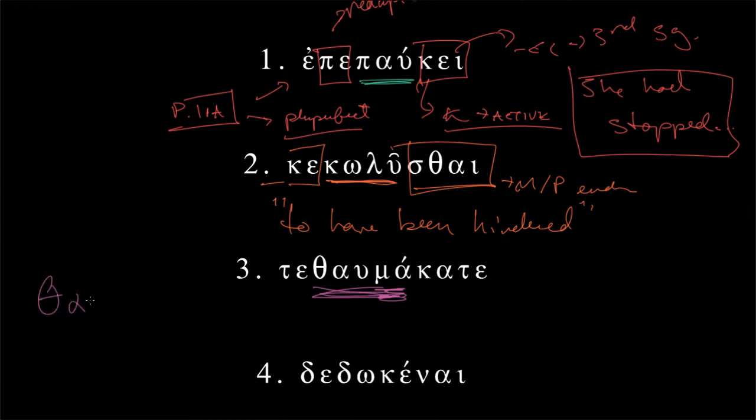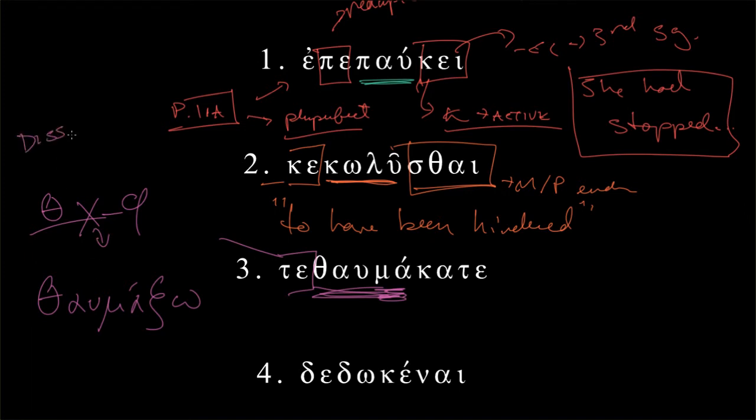So anyway, we can kind of guess, given the vocabulary we know, this is coming from thaumazo, to admire, to wonder at. Why do we have this kind of reduplication? Remember that when we have aspirated consonants, such as these, we're going to get a dissimilation of aspirates in the reduplication. These are all pretty highbrow linguistic terms, but they're useful here. Theta becomes tau, chi becomes kappa, and phi becomes pi.